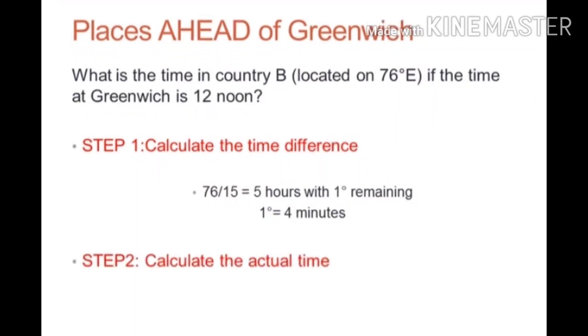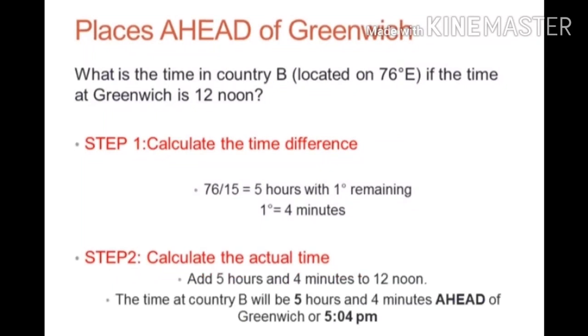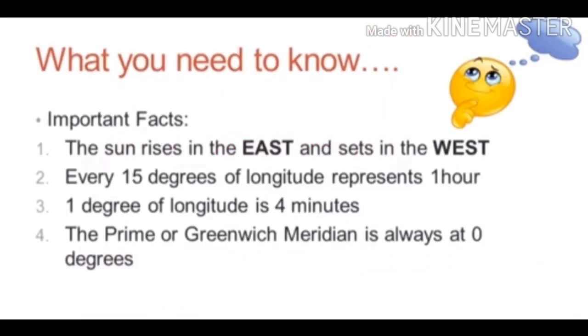Now the second step is to calculate the actual time. For that, we will add these 5 hours and 4 minutes to 12 noon. And the time at country B will be 5 hours and 4 minutes ahead of Greenwich. Now there are a few points which you are supposed to remember here. The first one is that every 15 degrees of longitude represents 1 hour, and 1 degree of longitude is equal to 4 minutes. The prime or Greenwich meridian is always at 0 degree.